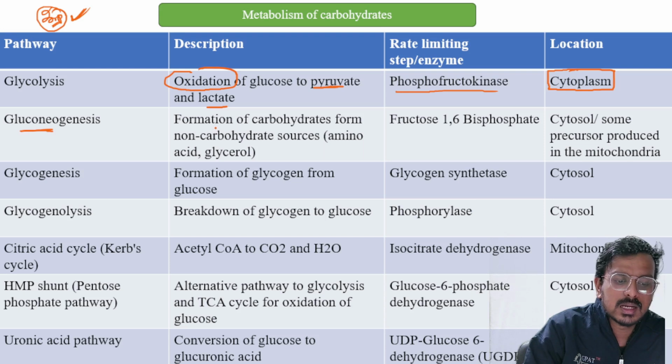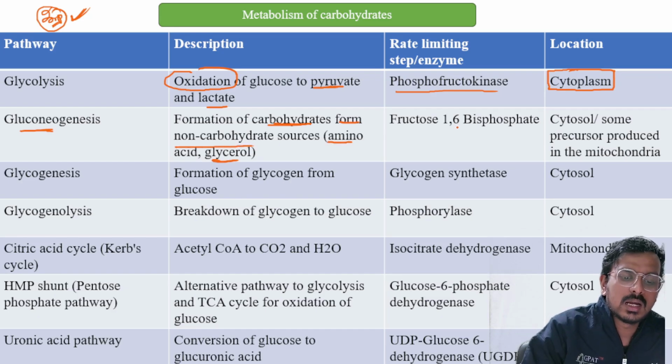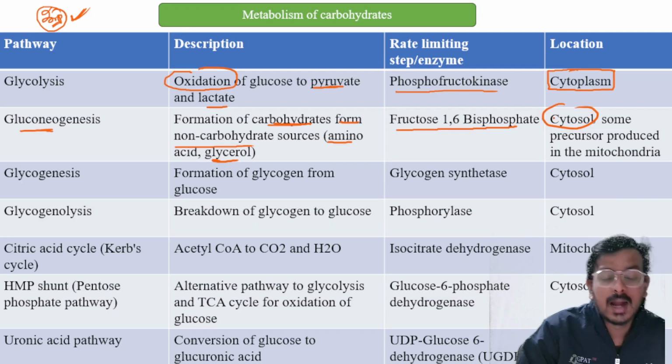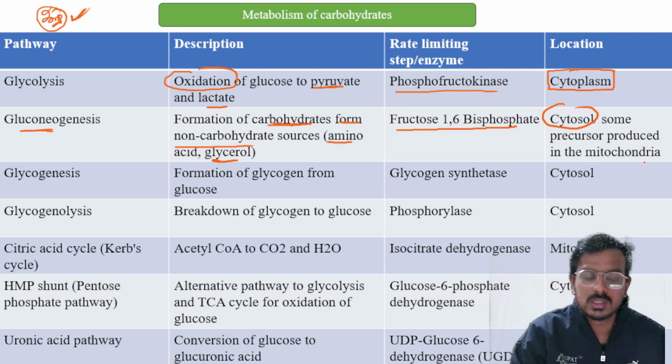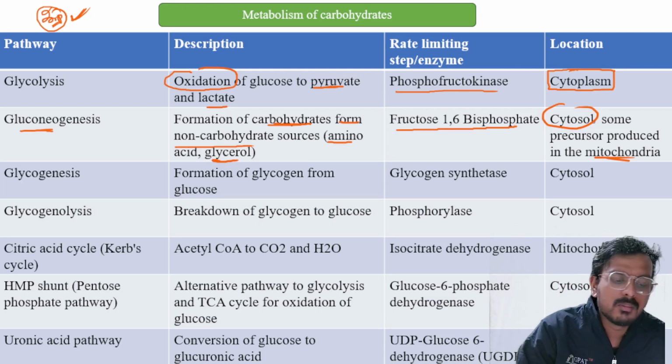Gluconeogenesis is the process of formation of carbohydrate from non-carbohydrate sources such as amino acid and glycerol. What is the rate limiting enzyme? Fructose 1,6-bisphosphatase. Where is it carried out? It is carried out in the cytosol, and some part of gluconeogenesis is carried out inside the mitochondria.